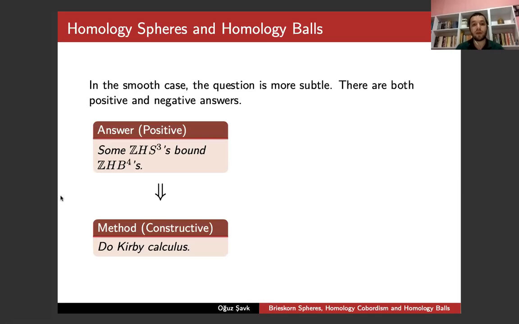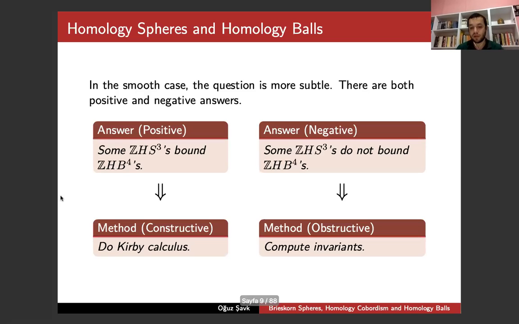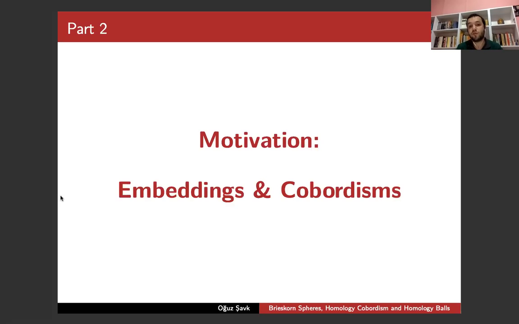To get positive answers, you need to follow constructive methods such as Kirby calculus. On the other hand, there are obstruction methods. On this side, you need to compute invariants of homology spheres. Today, we're going to discuss both directions. At this point, this question is really interesting for me. I will try to motivate you more by relating two important concepts in low-dimensional topology, such as embeddings and cobordisms.